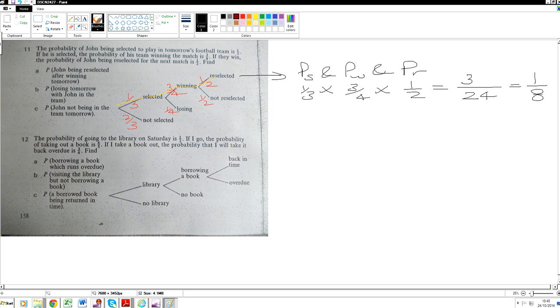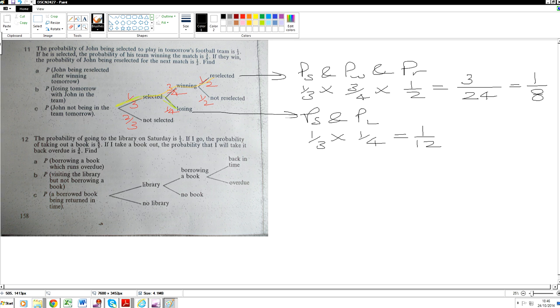Next question. What is the probability of losing tomorrow with John in the team? So it's got to be selected, and then they got to lose, and then it stops there. So for that one, we're going to do probability of selected and the probability of then losing. So that's going to be 1/3 times by 1/4. That gives you 1/12.